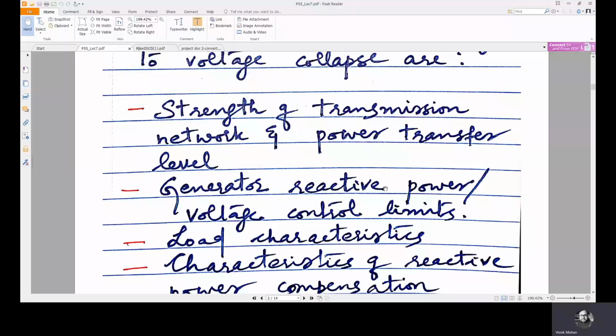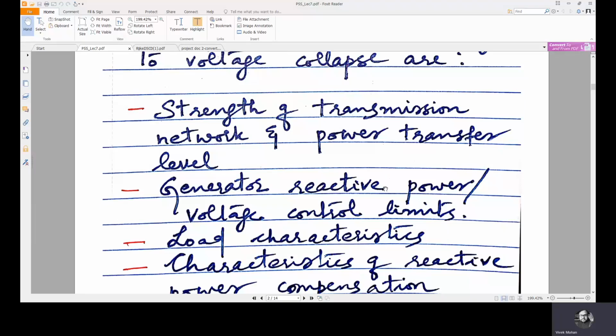The second thing is generator reactive power or voltage control limits. We know that every synchronous generator has a reactive power limit based on the field current control. There is a field current limit for the field itself. So the present operating point of the generator is very important with respect to how much voltage control can be achieved.